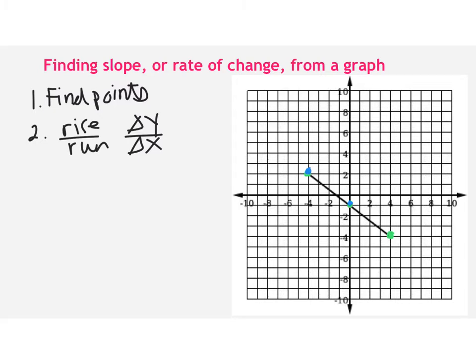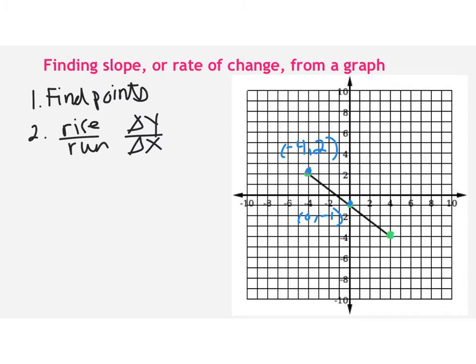Let me go ahead and label those points as well. So the first point I colored in, whoopsies, I want it to be blue, has an x value of -4 and a y value of 2. So that's going to be -4, 2. And then my second point that I chose to use has an x value of 0 and a y value of -1. So that point is 0, -1.